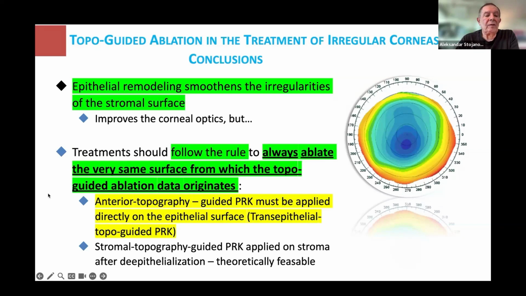It means if we have anterior topography-guided PRK, that must be applied directly on the epithelial surface because our topography was taken with the epithelium on. So it's a transepithelial topo-guided PRK. If we can program our topo-guided ablation on stromal topography, then we would be able to remove the epithelium and apply it on the stroma.